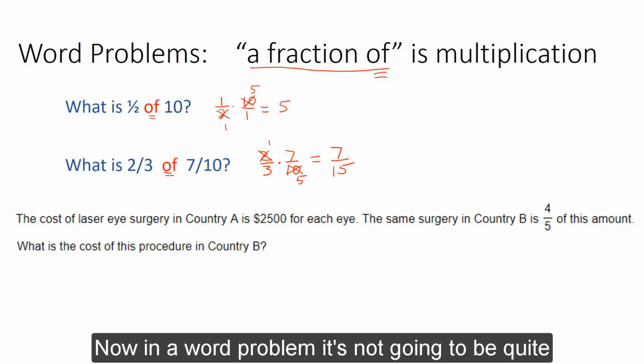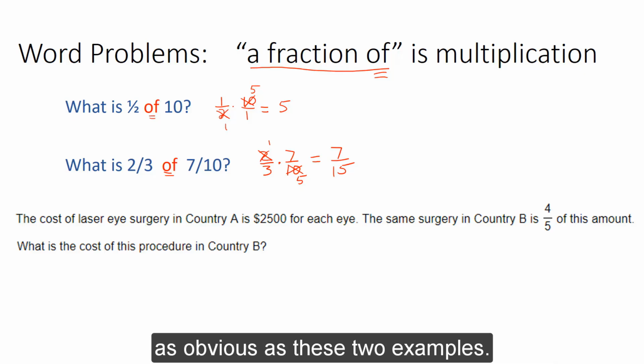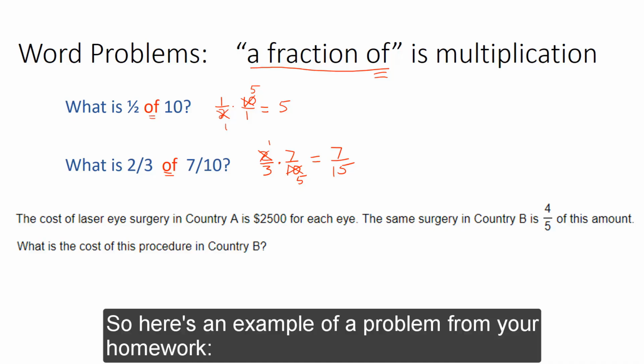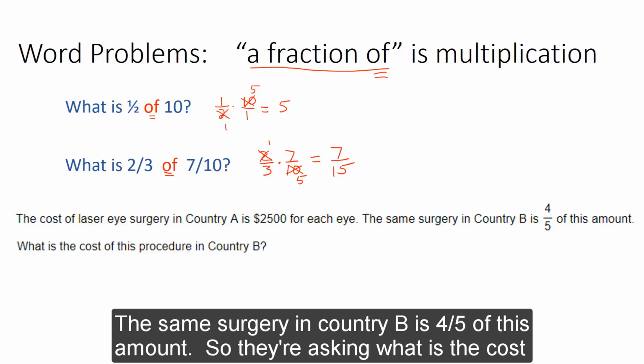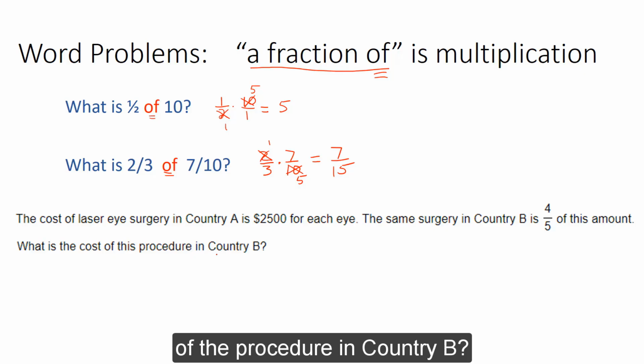Now in a word problem, it's not going to be quite as obvious as these two examples. So here's an example of a problem from your homework. And it basically describes that a country A cost for eye surgery is $2,500 for each eye. The same surgery in country B is 4/5 of this amount. So they're asking, what is the cost of the procedure in country B?